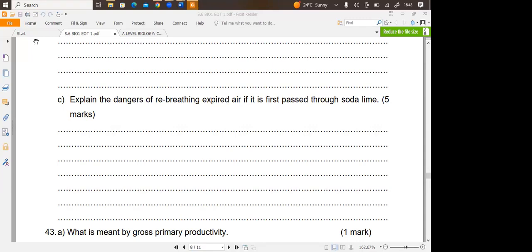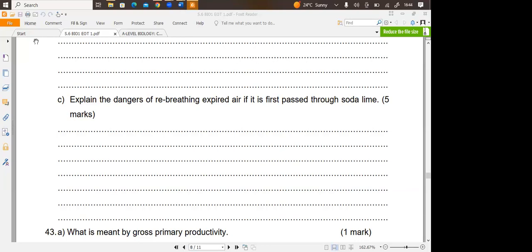Because now you should also ask yourself, what is the role of soda lime here? Soda lime absorbs carbon dioxide. So it means if you absorb carbon dioxide from the air, the person will now keep on breathing in air which has little carbon dioxide. But remember, at the same time, the oxygen is reducing in the tissues. Because remember, expired air has a high percentage of carbon dioxide, but at the same time, it has a low concentration of oxygen because most of the oxygen has been retained by the body.